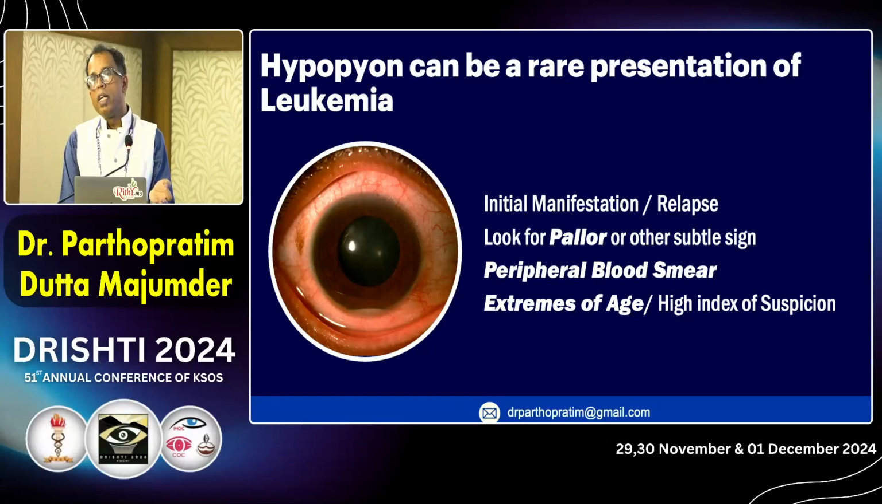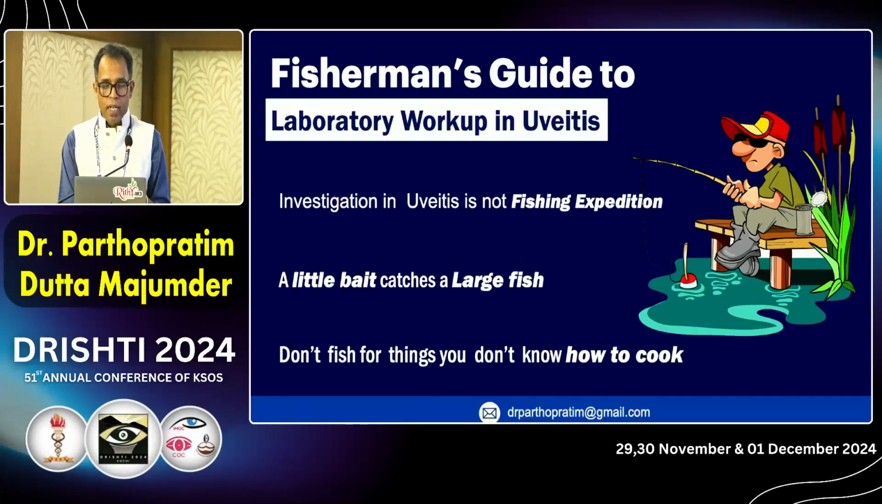I keep showing one case where the lady presented with VKH-like symptoms, and then the syndrome, and then it was a case of leukemia picked up only by peripheral blood smear. So peripheral blood smear can be a very useful investigation in certain conditions.